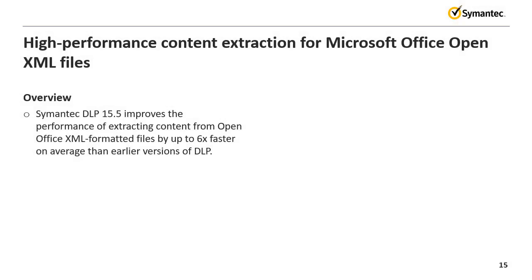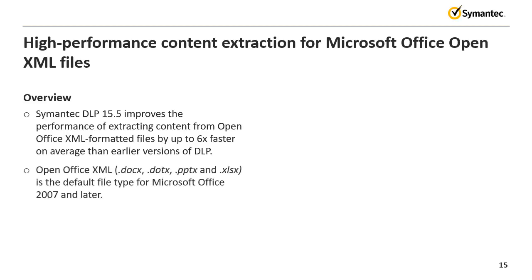Symantec DLP 15.5 improves the performance of extracting content from OpenOffice XML formatted files by up to 6 times faster on average than earlier versions of DLP. Note that OpenOffice XML, which includes the docx, xlsx, pptx, and xlsx filename extensions, is the default file type for Microsoft Office 2007 and later.